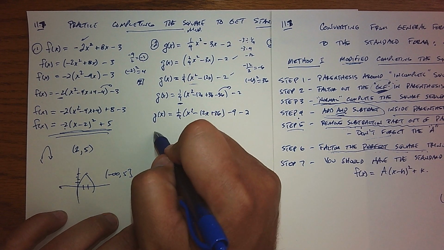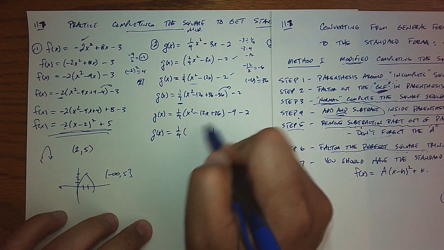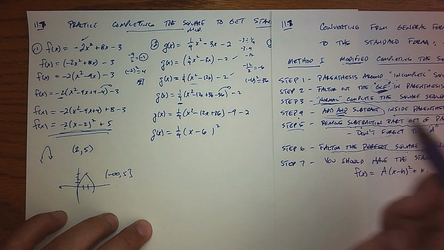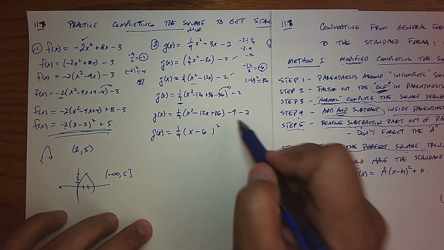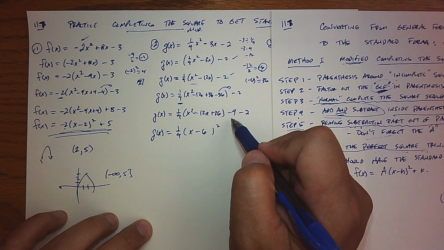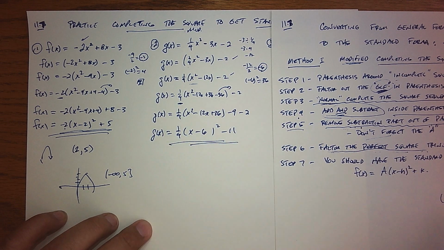So we're almost done. Next step is to actually factor the perfect square trinomial that I've got. So we've got g of x equals 1/4. This piece right there will factor as x minus 6 squared. Again, that piece right there is always helpful. And minus 9 minus 2 gives us negative 11, and we're done.